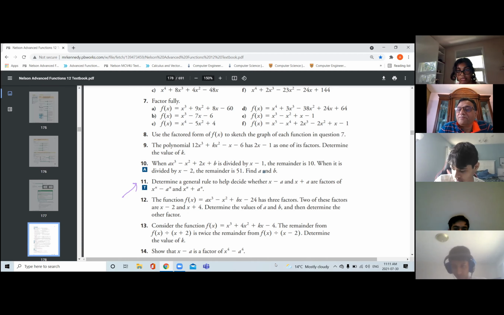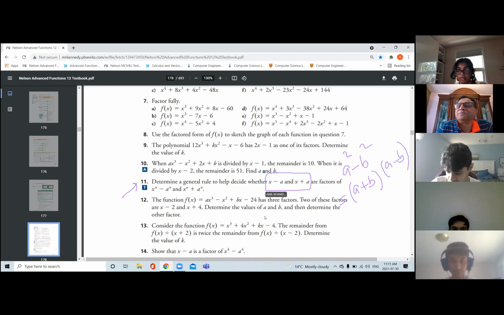Do you understand? We have learned the formula of difference of squares: a squared minus b squared is a plus b times a minus b. Both are the factors. You remember a squared minus b squared is what? It is a plus b times a minus b. Do you see that? That means both are the factors, correct?